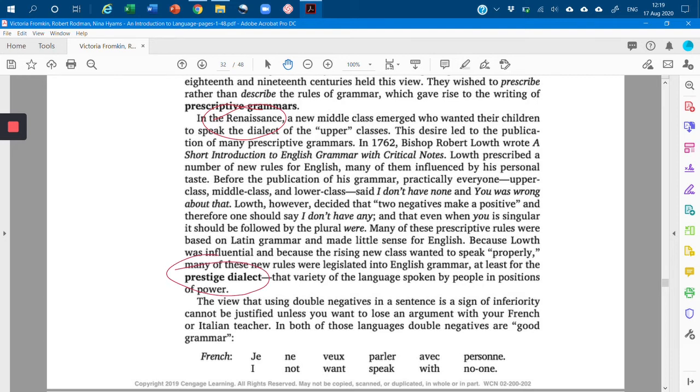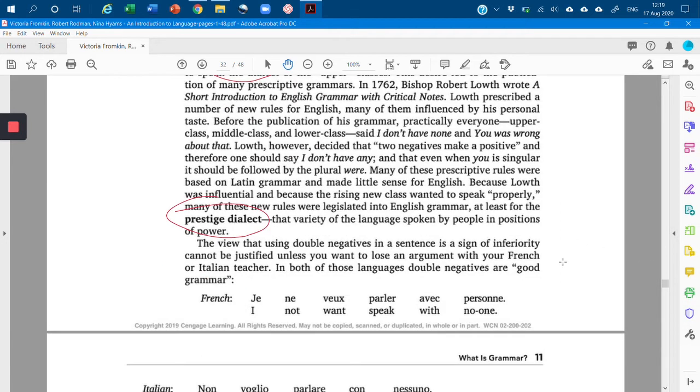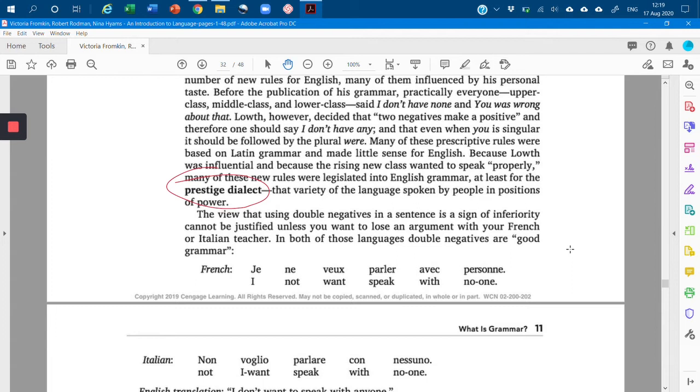For prescriptive grammars, they tell you how you should speak. Like you should say, "With whom were you speaking?" There's a whole bunch of rules about what you should say and shouldn't say that basically tell you what you should say. We call that prescription, as in prescribe, right?